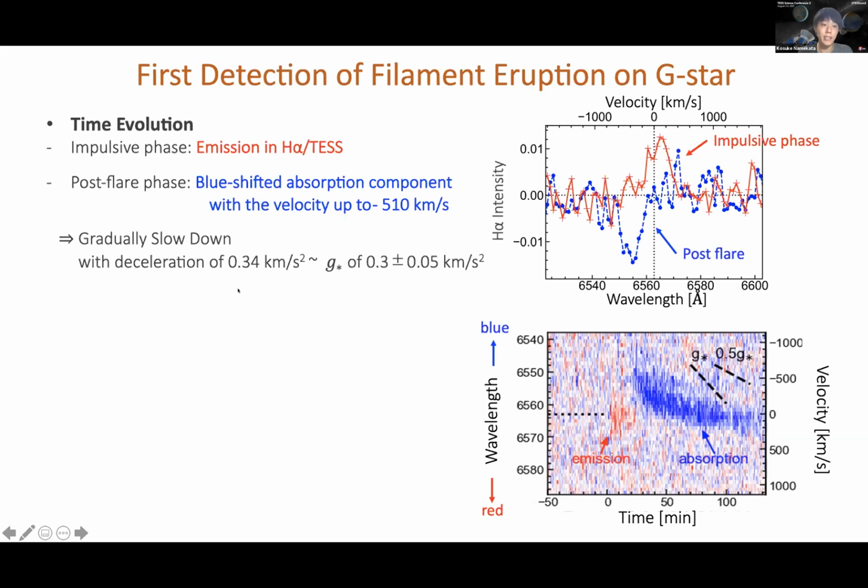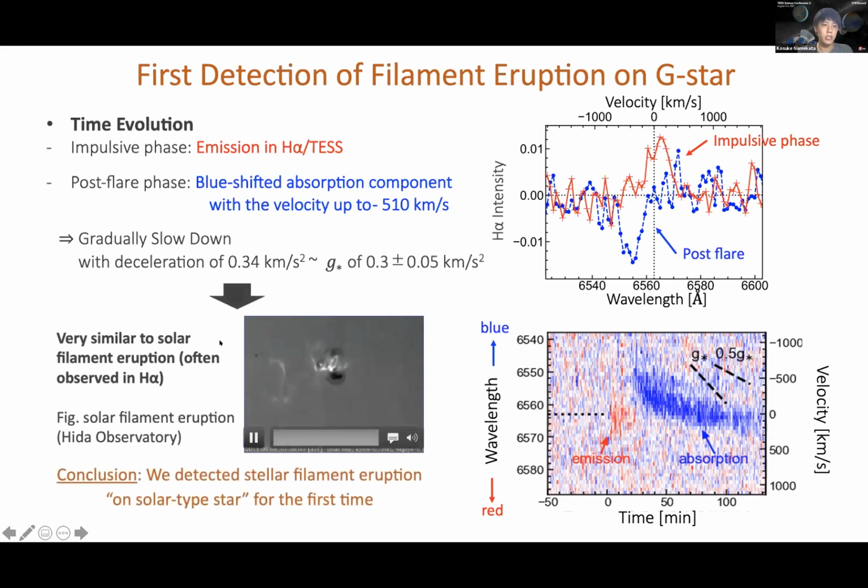And we found that the deceleration of the blue-shifted component was very consistent with this star's surface gravity. So this observational feature is very similar to the solar filament eruption, which is often observed in H-alpha. So, based on this observational fact, we concluded that we detected a stellar filament eruption on a solar-type star for the first time.